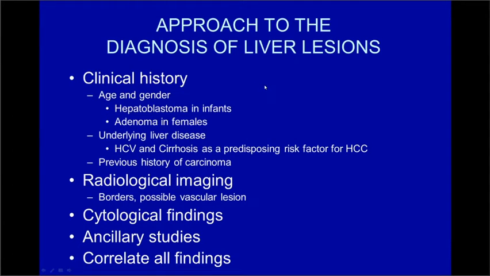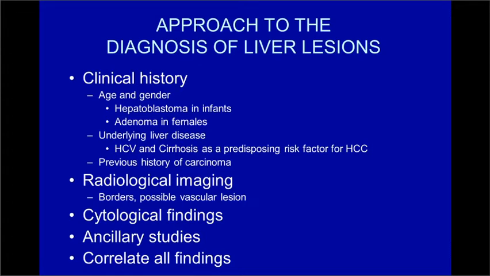And what's key here, as probably you've heard from other presenters, is that an approach to the liver lesion really needs to present with an understanding or knowledge of some key components of the clinical history, specifically age and gender, because these might predispose the patients to certain kinds of diseases. It's key to know whether the patient has any kind of underlying liver disease that might predispose them to hepatocellular carcinoma or cholangiocarcinoma. It's important to know if they have a previous history of carcinoma.